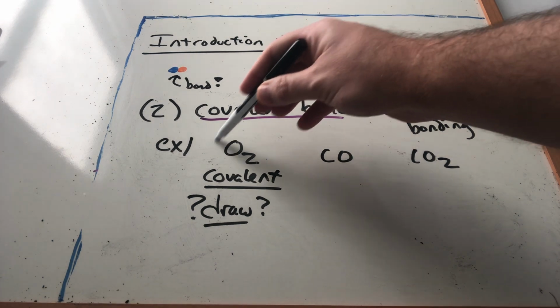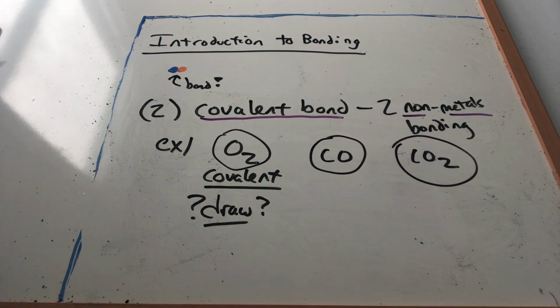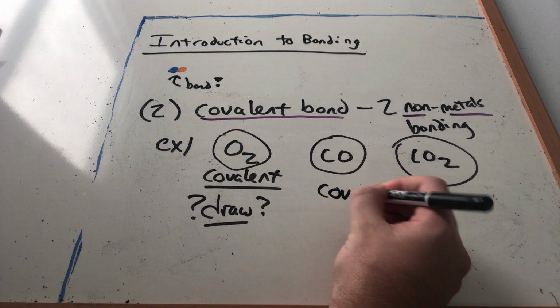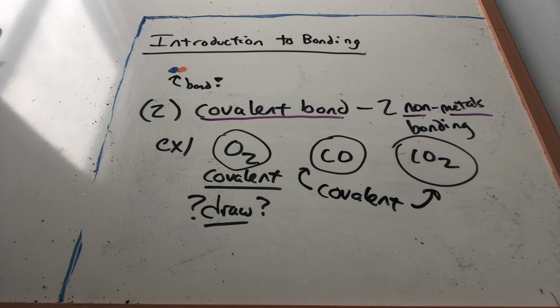Are there any charges here? Nope. Are there any charges here? No. Are there any charges here? No. There are no charges present. There are no ions, right? Carbon and oxygen, they're both nonmetals. So just like O2, these guys are also covalent.